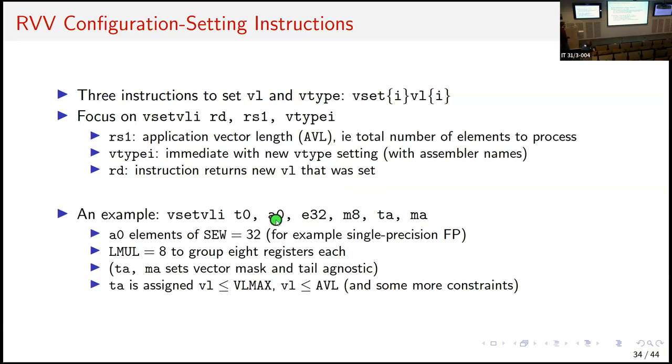A0 is the number of elements. E32 means you select 32-bit width for every element. M8 means you choose the multiplication factor, I forgot what it's called: you choose 8 registers per vector group. And then TAMA, I won't get to. Then T0 is assigned the newly set vector length, the value of the newly assigned vector length register, which is of course smaller than the maximum number of elements that you can have in the register. And of course also smaller than what you asked for, and some additional constraints that I won't go into detail today.